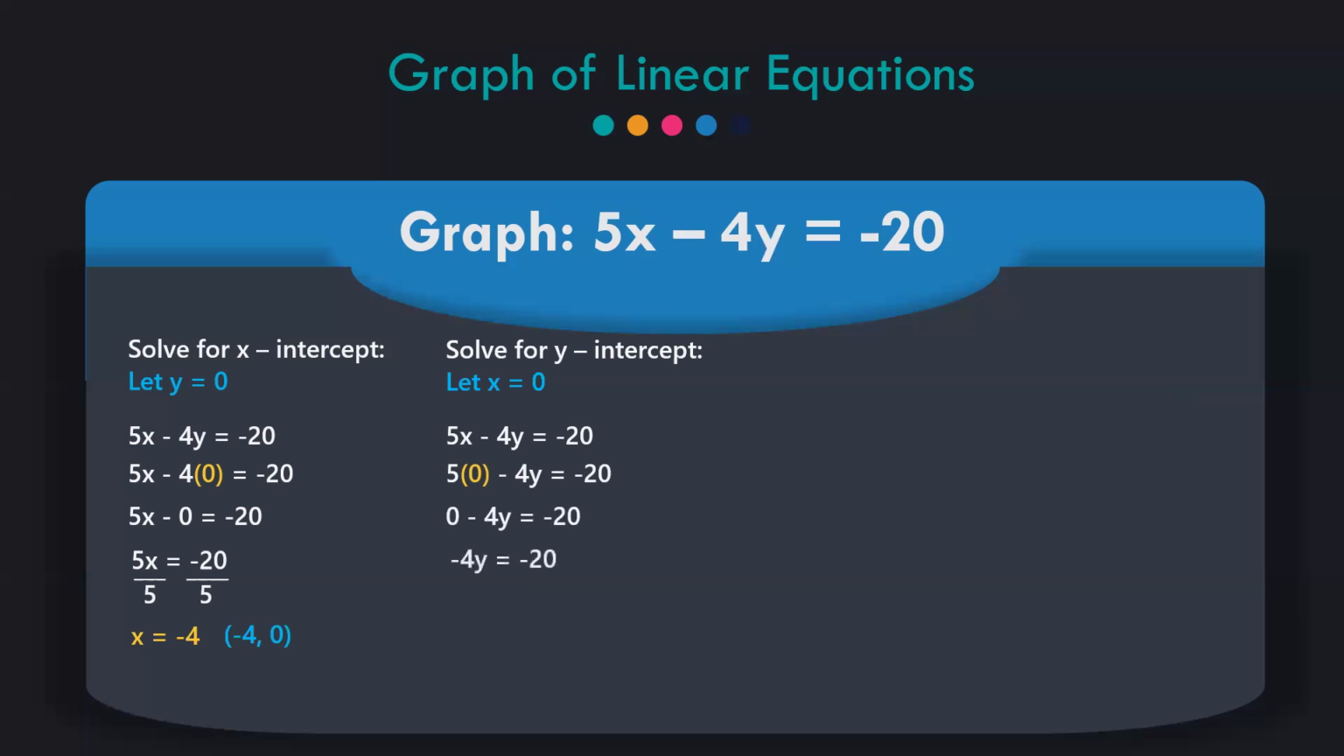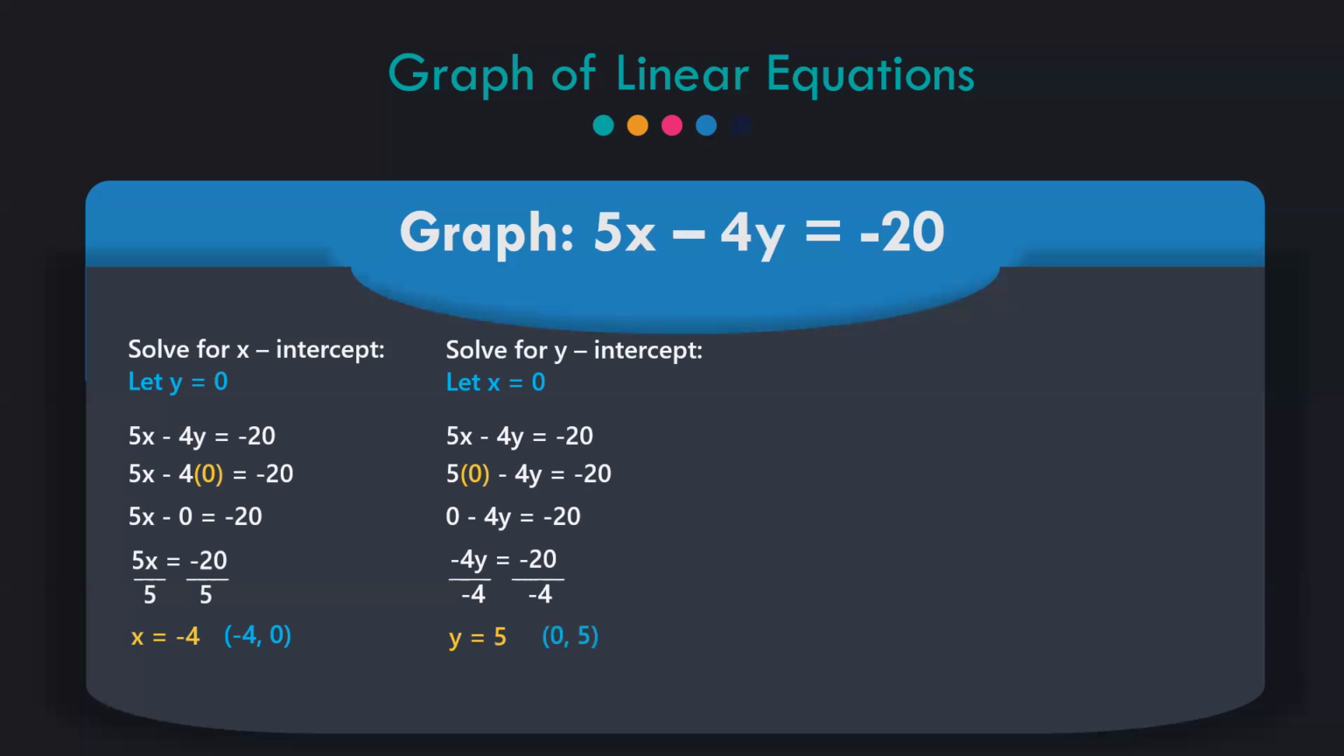Ano na lang yung natira? We're going to have negative 4y equals negative 20. We still have the numerical coefficient of negative 4 kay y. So again, we still need to divide both sides by negative 4. Okay? So negative 4 divided by negative 4 is y. And then negative 20 divided by negative 4 is positive 5. Right? Kasi negative divided by negative is positive. 20 divided by 4 is 5. So we're going to have y equals 5. Therefore, our y-intercept in terms of coordinates is 0, 5.